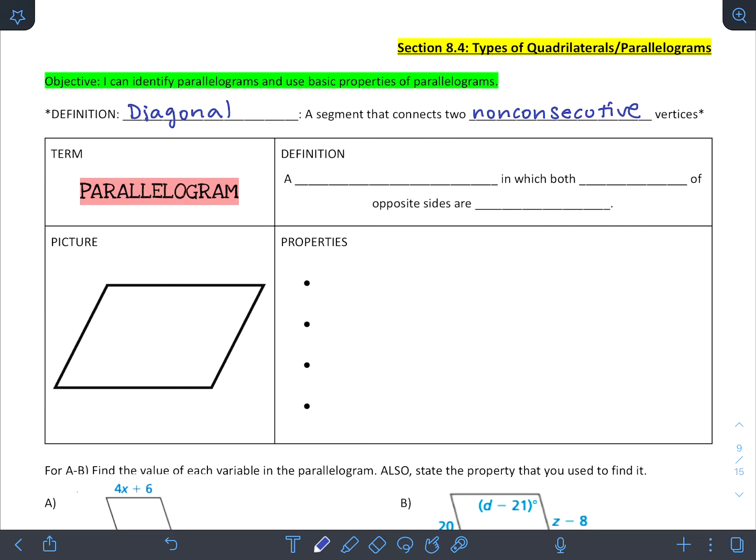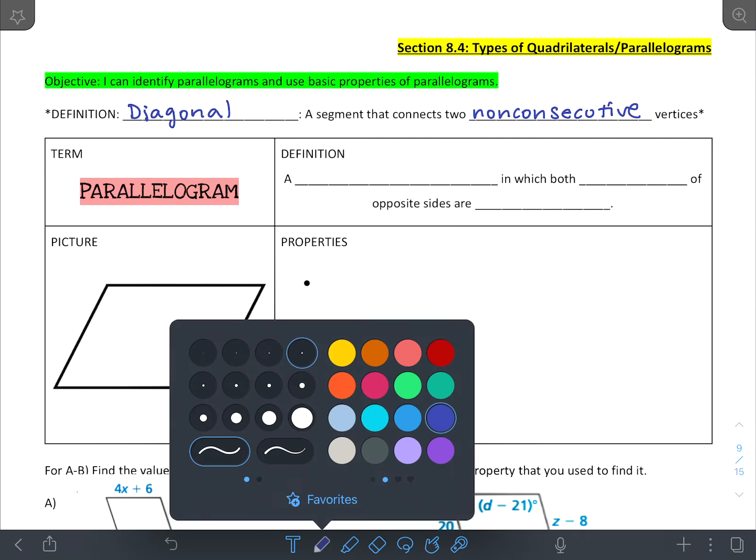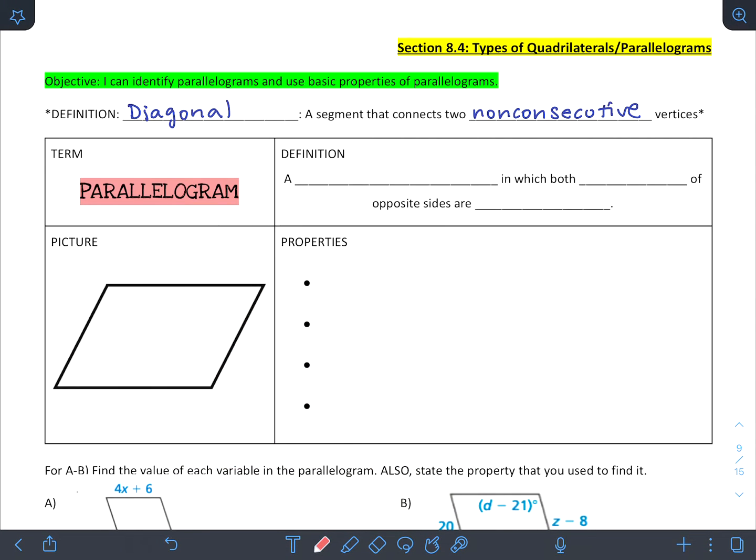And so as we talk about parallelograms and we talk about their diagonals specifically, we will go over that more. But technically that's not a vocab word I believe you've seen this year, so I wanted to make sure you'd seen it. So let's talk about what a parallelogram is. Generally, a parallelogram is a quadrilateral in which both pairs of opposite sides are parallel.